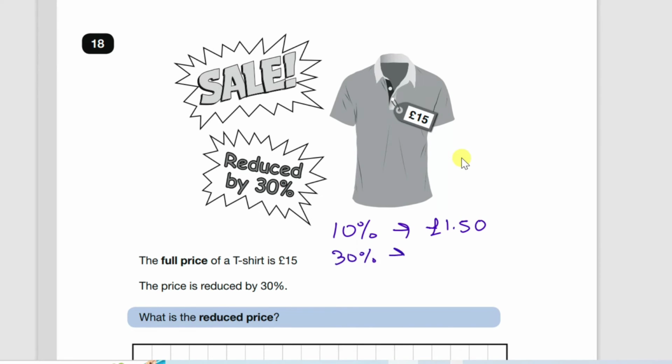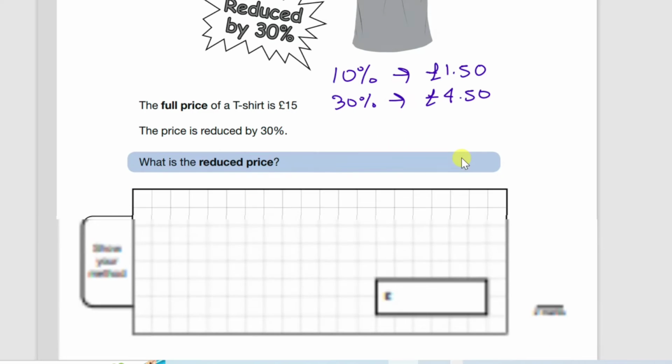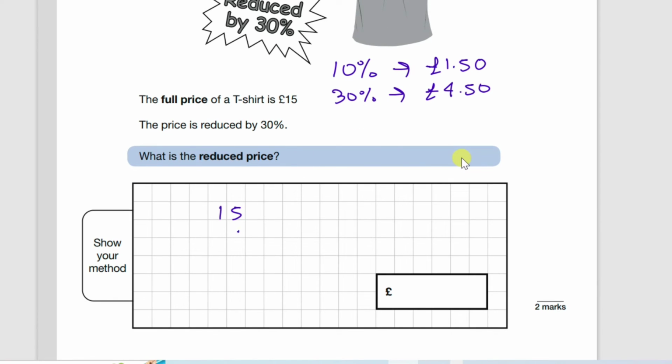30% means you times it by 3. So times £1.50 by 3, you should get £4.50. Now, to reduce it by 30%, you subtract it. So 15 take away £4.50. So I'm going to do it down here. So 15 minus 4.50. I'll just line up the decimal places. So you get 0 here. So you can't do 0 take away 5 for the next one. So you borrow from the 15. Becomes 14. That becomes a 10. 10 take away 5 is 5. And then 14 take away 4 is 10. So the answer is £10.50. Nice. That was a lot simpler than the one before.